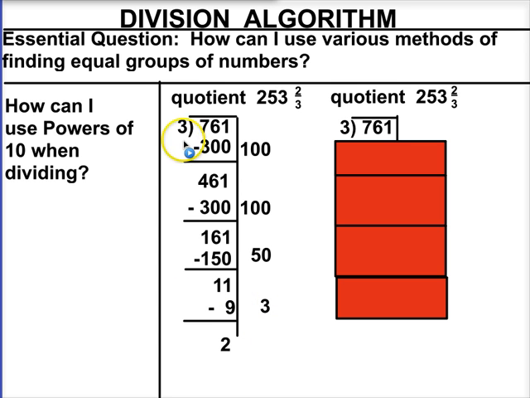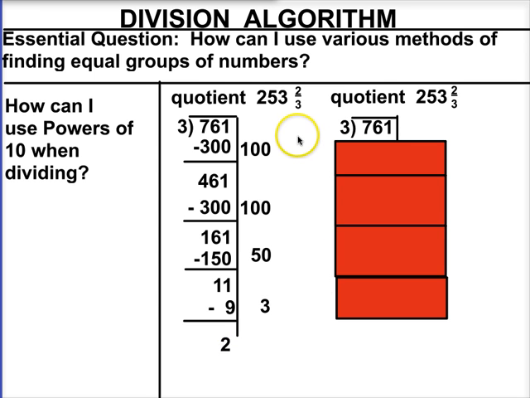Well, now I need to think about what multiple of 3 I could use that would not go over 11. Well, that would be 3. 3 times 3 is 9. Subtract, I've got a remainder of 2. 2 is smaller than 3, so I'm done dividing. Then I'm going to add up the numbers that I have here on the outside. And there's 100, 200, 250, 253, and a remainder of 2.